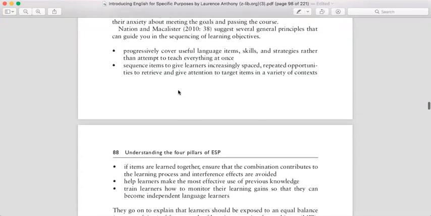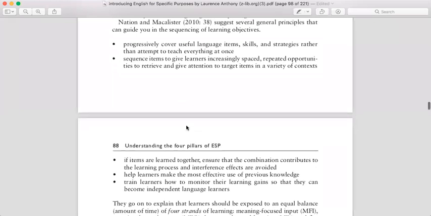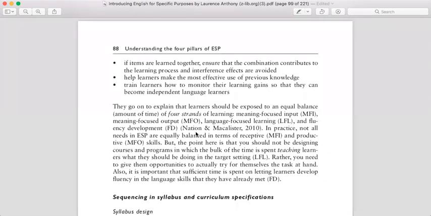Now, these two people, Nation and McAllister, further elaborate on what these principles are about, and they have named at least four kinds of strands of learning. What are those strands? These strands are based on the skills, right? So the first strand is meaning-focused input, right? And they believe that the student should be exposed to all of these four strands in equal amount of time, right? But the amount of time would vary.